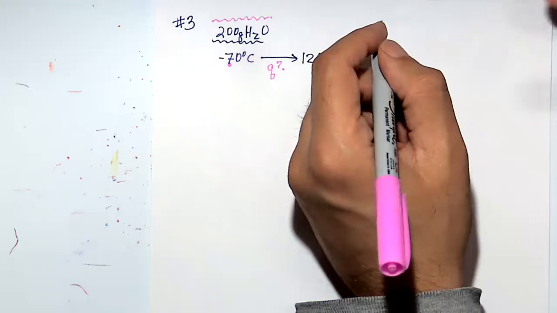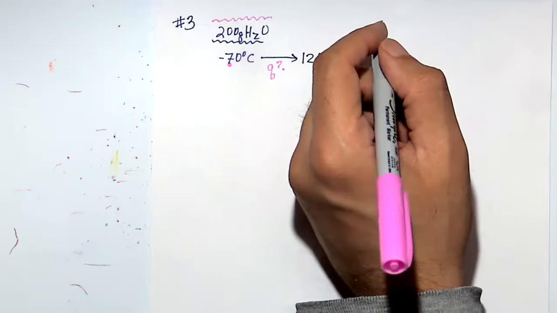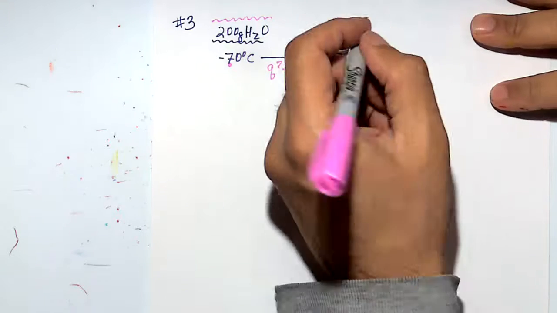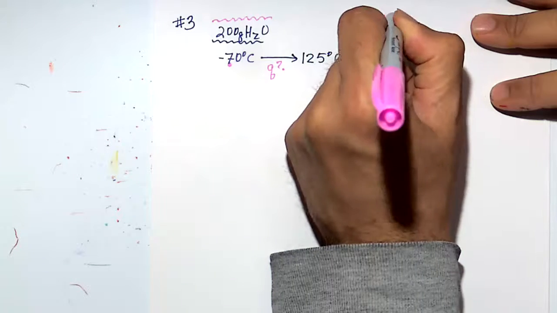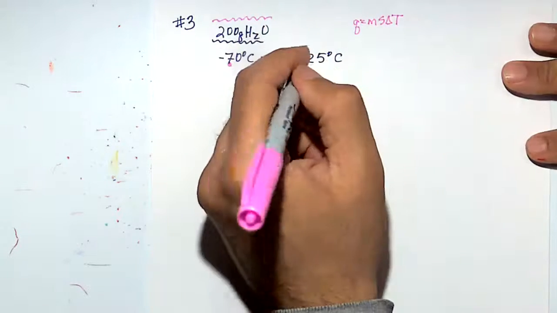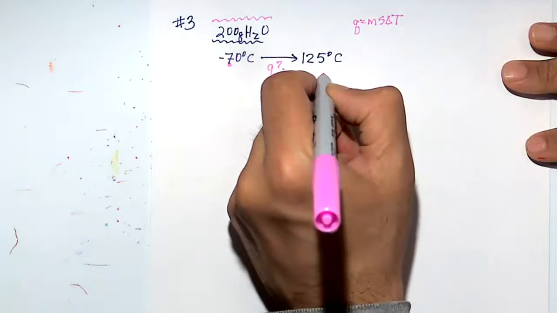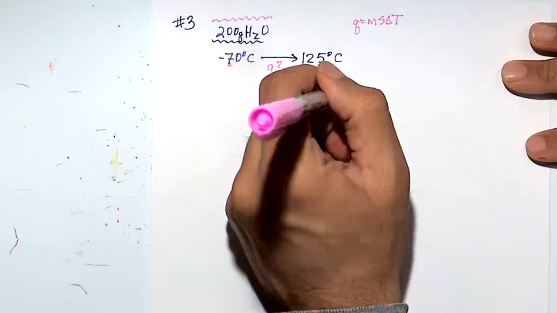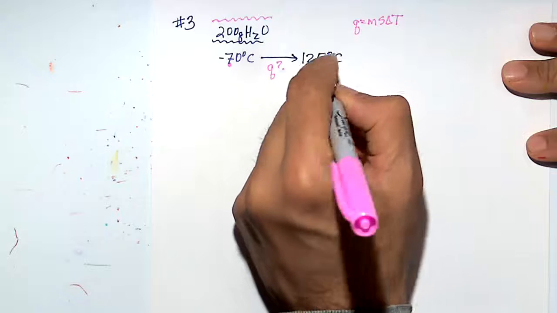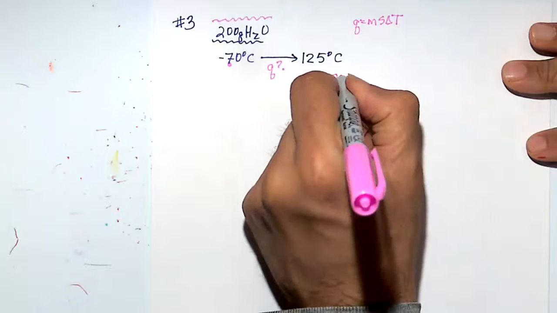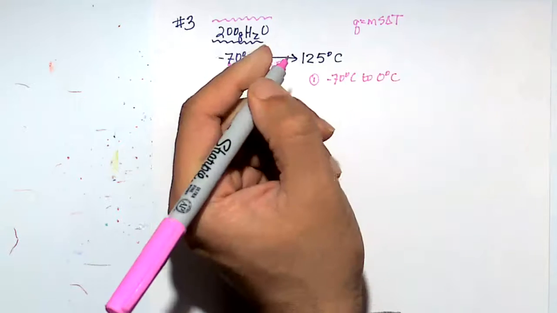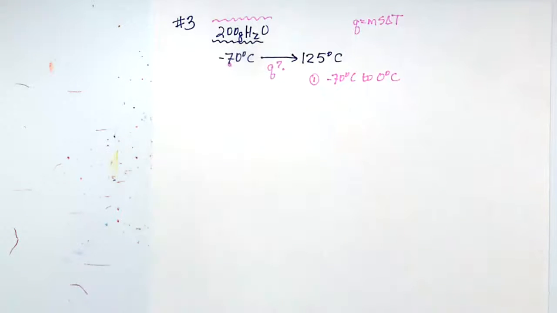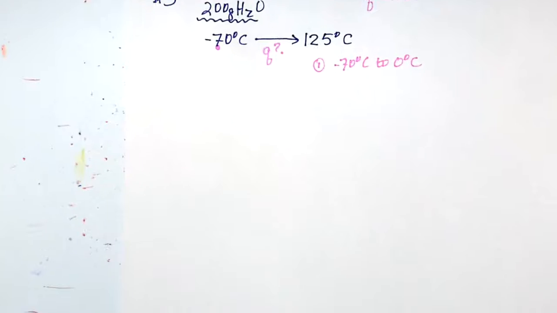Let me tell you how you do it. You want to split this. Okay, don't just put in the equation Q equals m s delta T. You want to split this into 5 parts, and add the heats. The first part, you want to split it in going from minus 70 degrees C to 0 degrees C.